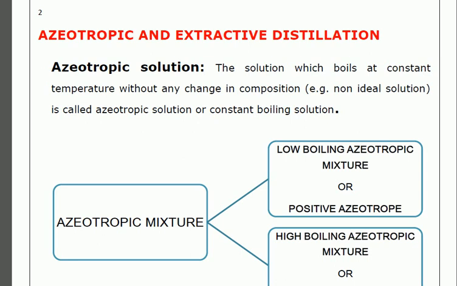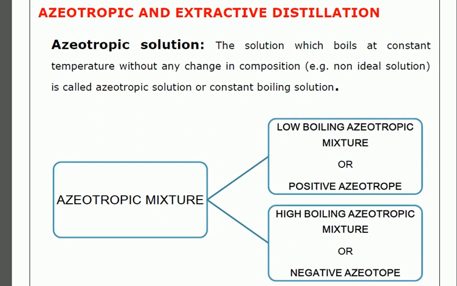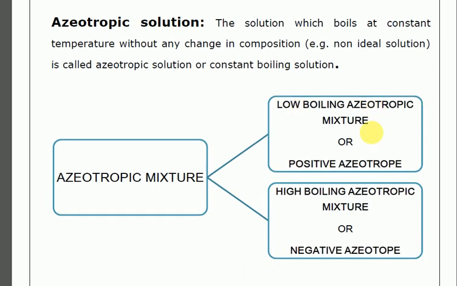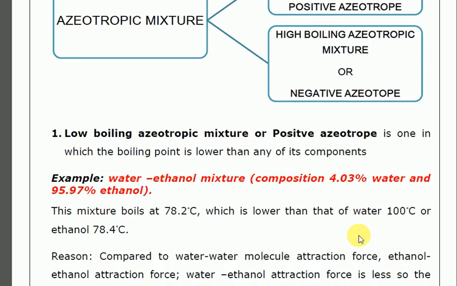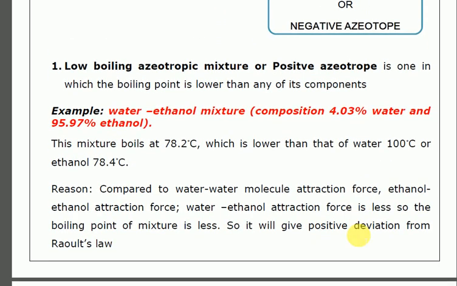So it is a characteristic most probably shown by non-ideal solutions. Ideal solutions will never show this type of characteristic. Azeotropic mixtures are of two types: low boiling azeotropic mixture, also known as positive azeotrope, or second, high boiling azeotropic mixture, or negative azeotrope. Now what is the meaning of a low boiling azeotropic mixture, or positive one?